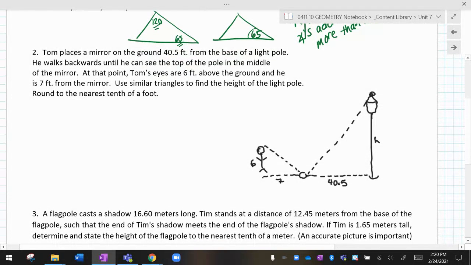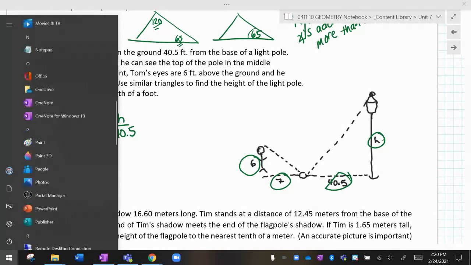Number 2, Tom places a mirror on the ground. Cool. Find the height of the flagpole. All right, I see similar triangles here. I am going to do 6 over 7, which is height to basically shadow, if we want to call it that, and height to base, again, h over 40.5. All right, 6 to 7 equals h to 40.5, so 7h equals 6 times 40.5.